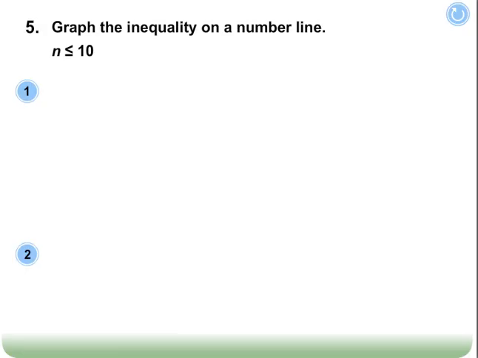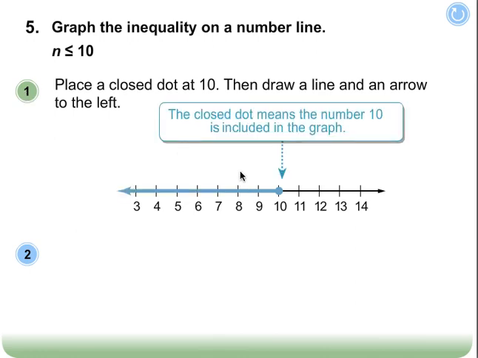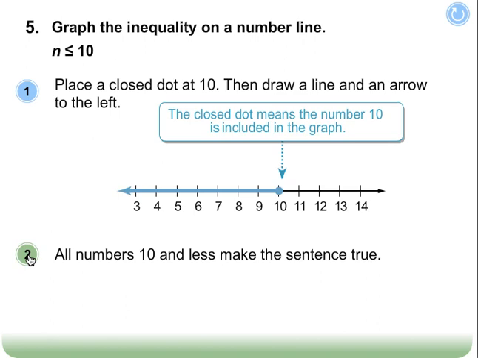Now we're going to graph the inequality on a number line. N is less than or equal to 10. Place a closed dot at 10 and then draw a line and an arrow to the left. So you see how we have a closed dot there. That means it includes the number 10. All numbers 10 and less make the sentence true.